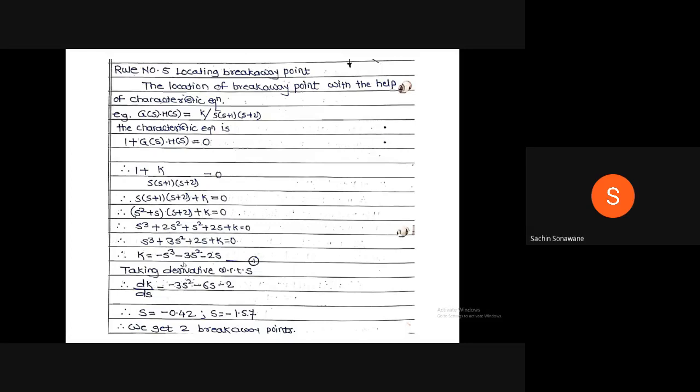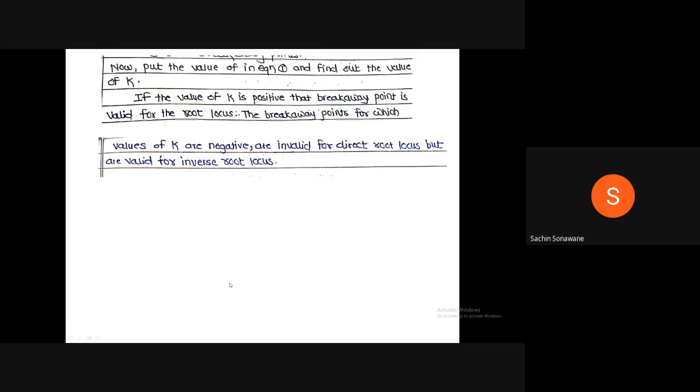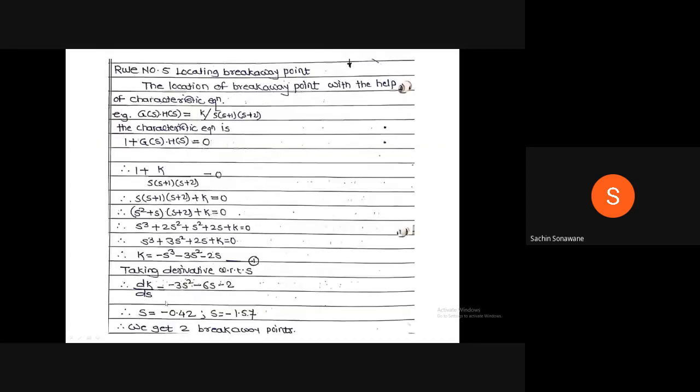Taking the derivative with respect to S, therefore dK by dS is equal to minus 3S square minus 6S minus 2. Therefore S is equal to minus 0.42 and S is equal to minus 1.57. We get two breakaway points. These are the two breakaway points. We have to equate this equation to 0. This is the quadratic equation, and we have to find out the roots of the quadratic equation.